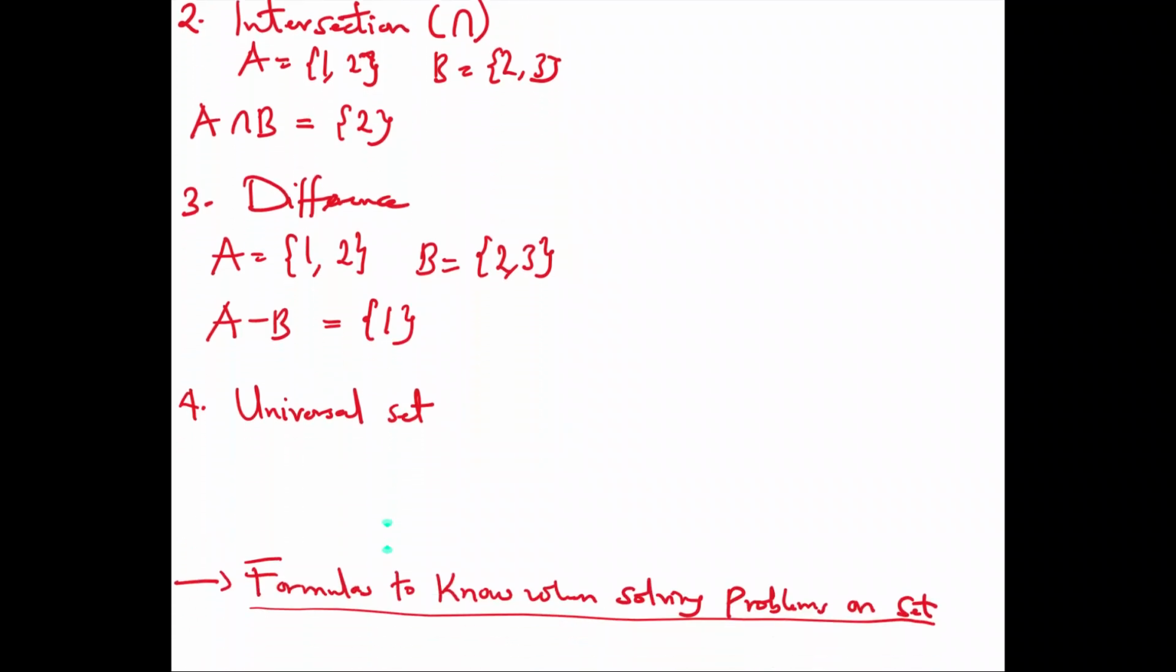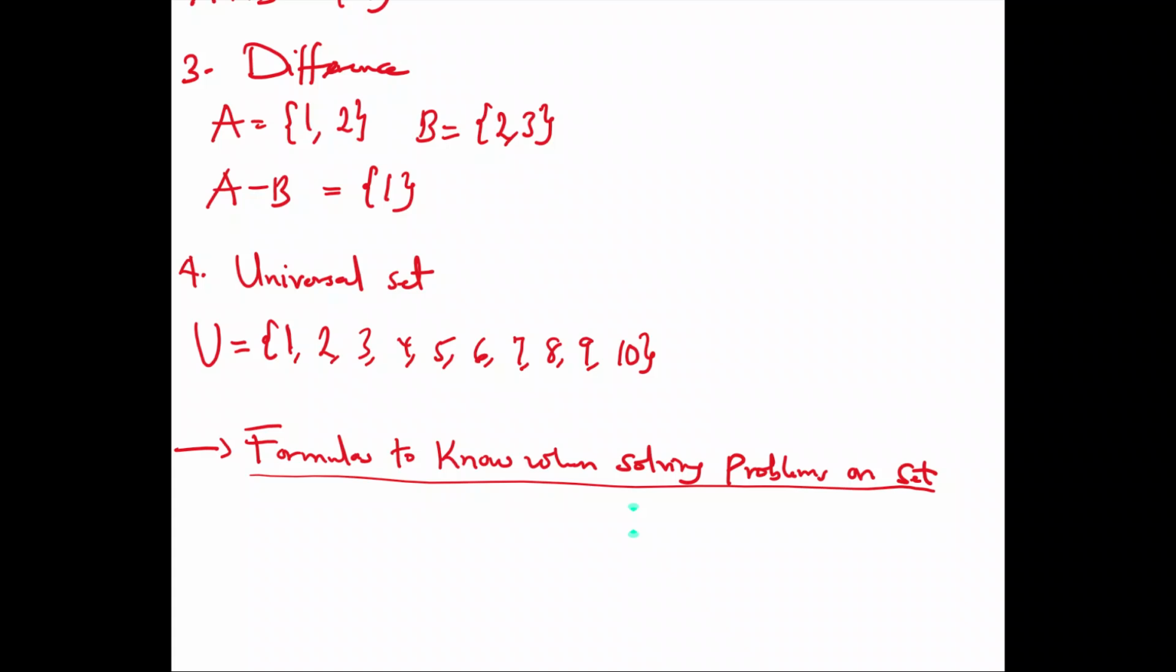And the last one is universal set. The universal set contains all elements being considered. So for example, if we are studying numbers from 1 to 10, the universal set is like a general table that contains all the elements from different sets. So if we are studying numbers from 1 to 10, we just write 1, 2, 3, 4, 5, 6, 7, 8, 9, 10. So this is the universal set.